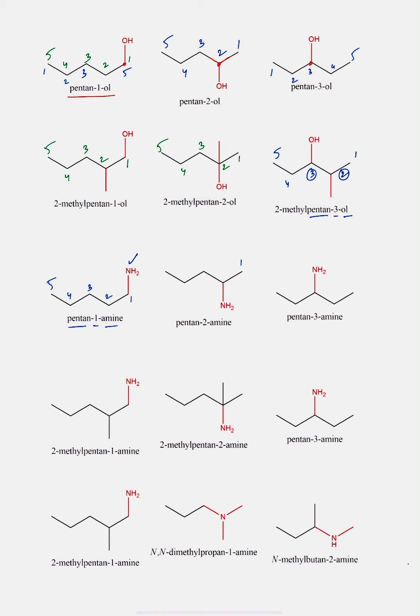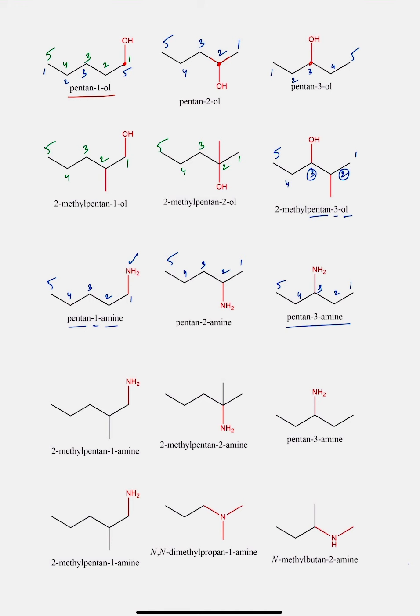Here the numbering should be done from the right again, because the NH2 group is attached more towards right. So what do you think the name of this compound is? It is pentan-2-amine. And here similarly you can number from either side, left or right, you'll get the same answer. So here your answer is pentan-3-amine.